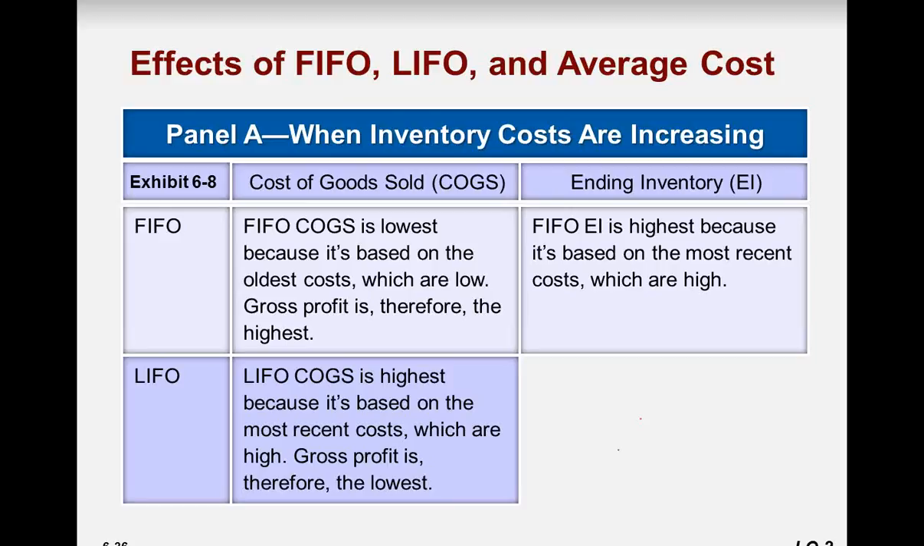Okay, so our ending inventory is lower. Our cost of goods sold is high when it's based on FIFO.